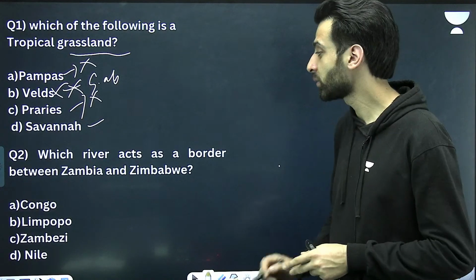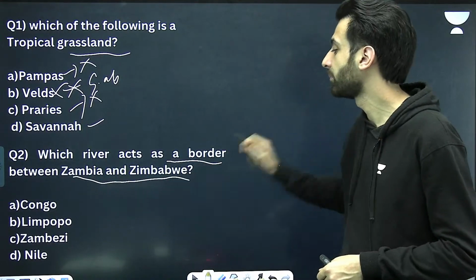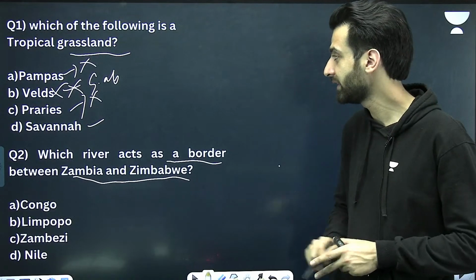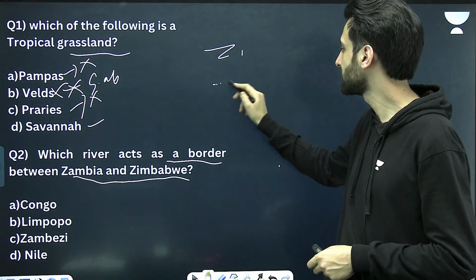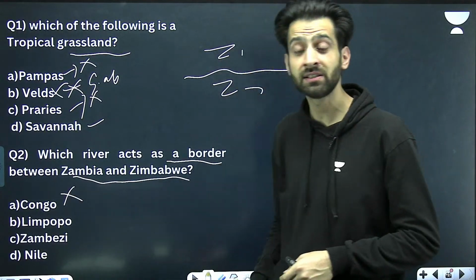Very good. So the next question, which river acts as a border between Zambia and Zimbabwe? Which river? Answer me in the comments quickly. I mentioned there Z1, Z2. Then there is a river. Congo is not there because it is along the equator.